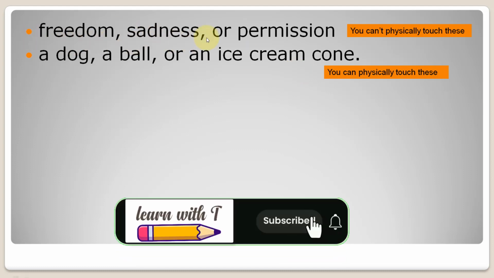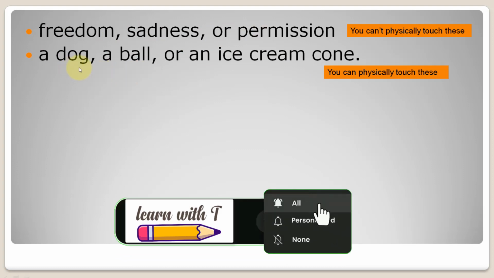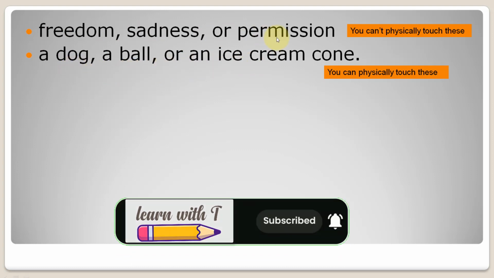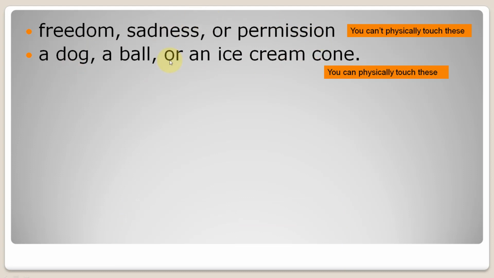So in the first case, these are nouns, and in the second case, these are also nouns. The difference between these nouns is that of having a physical aspect. The first type of noun doesn't have a physical aspect, but the second type of noun has a physical aspect. So the first type, we can also say, are the abstract nouns, and the nouns which have physical aspects are the concrete nouns.